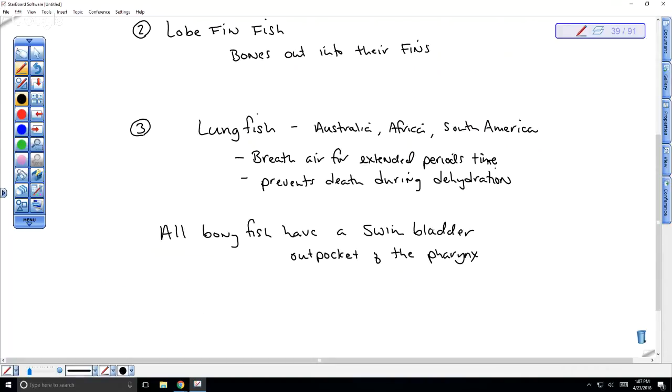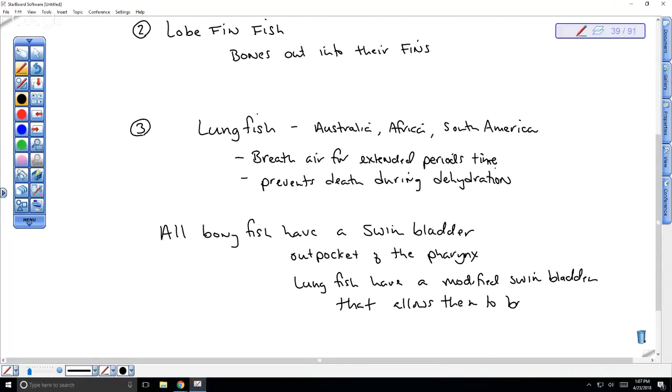So the lungfish have a modified swim bladder that allows them to breathe air. But what do you think the swim bladder is generally used for in the other bony fish? We mentioned it with sharks. What are they unable to do? Buoyancy, right? They just sink to the bottom.